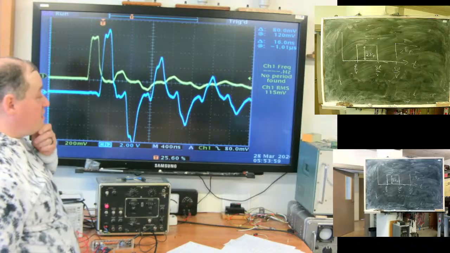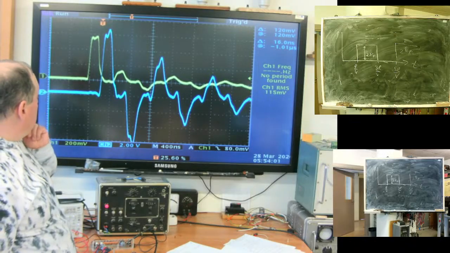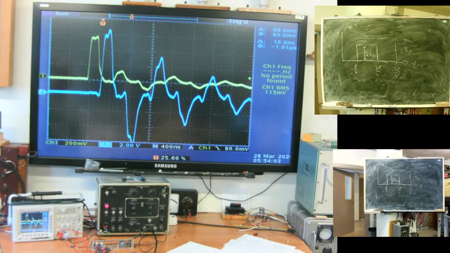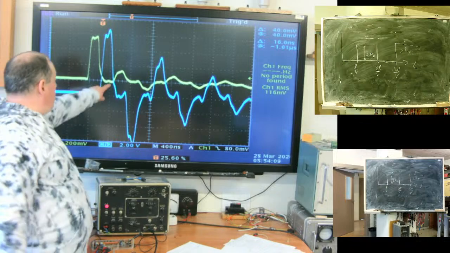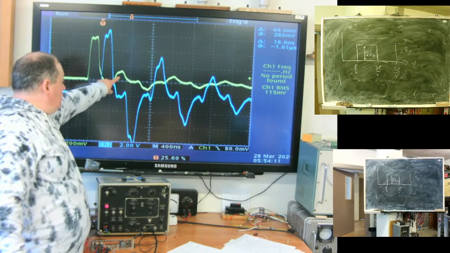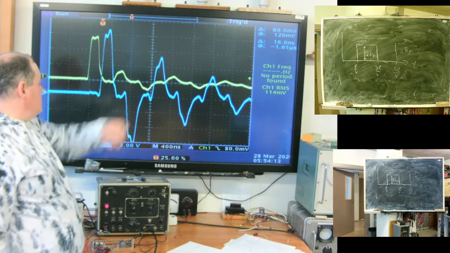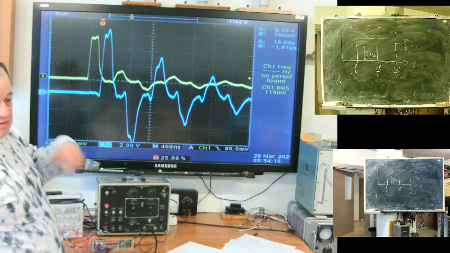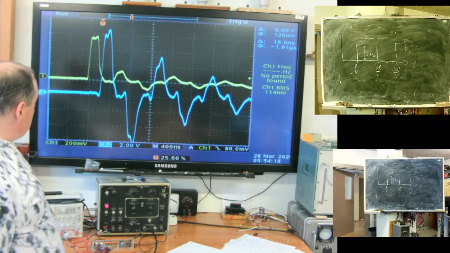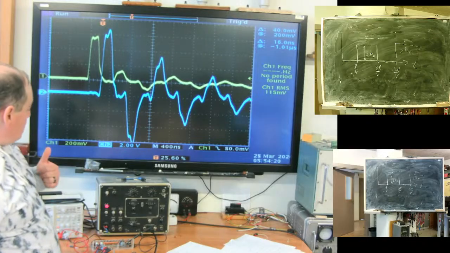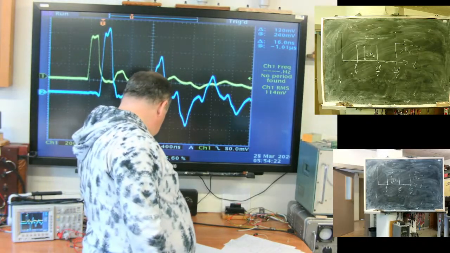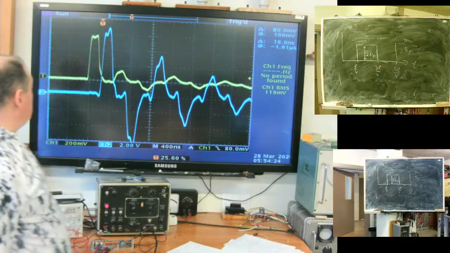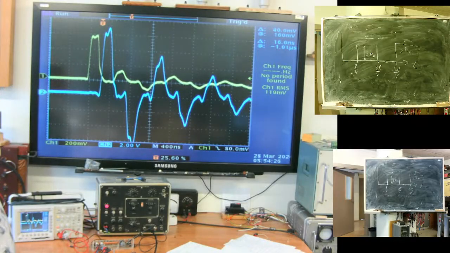It's the moment when the pulse returns, after double the line length, with losses. So here the pulse returns. Later come the next reflections. My line isn't lossless; that's why we see decay.